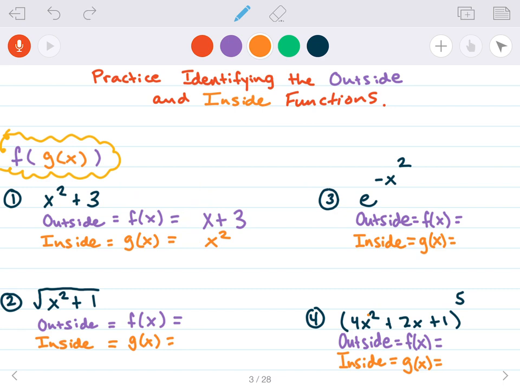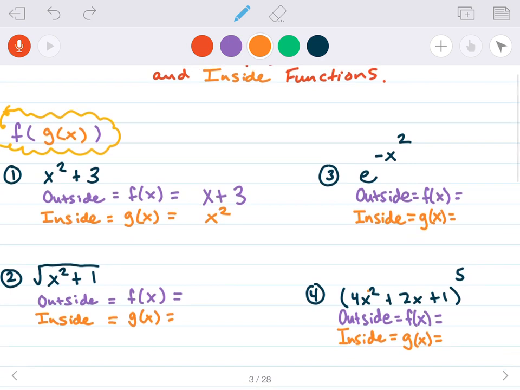Let's look at number 2. Our outside function, we could say, is this guy, right? So just the square root of something, x. What is that something that we're plugging in? Well, that's going to be our inside function. What we're plugging in to x is going to be x squared plus 1. So we plug in x squared plus 1, and here we get our composite f of g of x. So that's that.